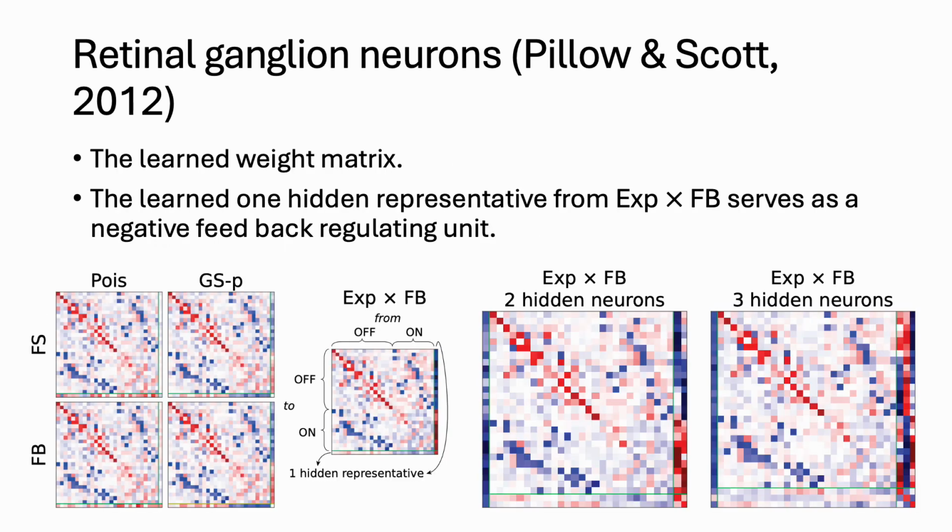To understand the significance of assuming hidden neurons, we plot the learned weight matrix. For example, we can see that in exponential times forward-backward, the learned one hidden representative neuron serves as a negative feedback regulating unit. We can use it to clearly discriminate the types of the visible neurons, whether a visible neuron is an off cell or an on cell.